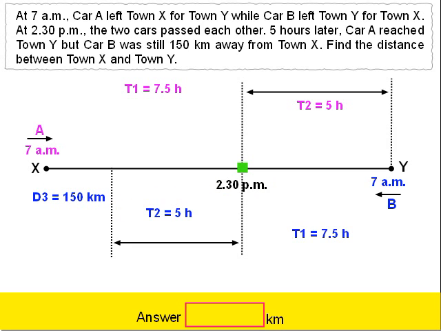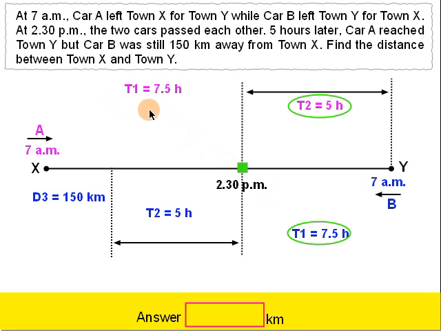Now the time taken until they met is from 7 a.m. to 2:30 p.m., which is 7.5 hours. So now we compare the hours taken, because both cars were traveling at a constant speed. That's why we can compare time here. For the same distance traveled, car A took only 5 hours, whereas car B took 7.5 hours.